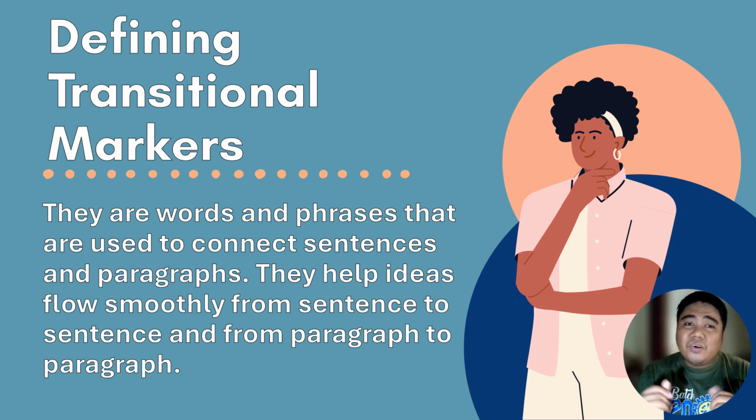Imagine you're sharing a story about a typhoon hitting a parade. You say it rained, the wind blew, the trees fell. It feels so choppy, right? Now, compare that to this. First, it rained. Then, the wind blew stronger. And finally, the trees fell. See the difference? That's the power of transitional markers. They are like bridges connecting your ideas and sentences.